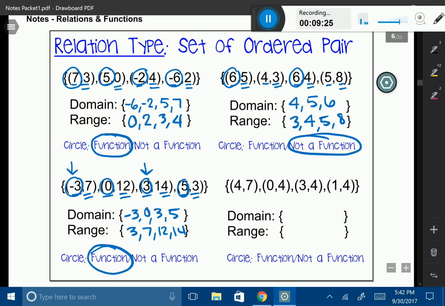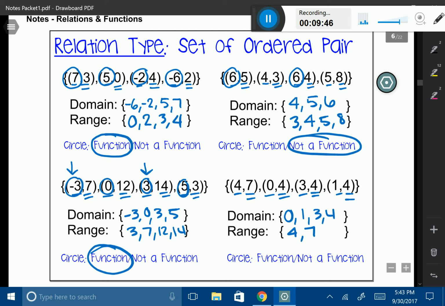Okay, and then my last one here, my x values are 4, 0, 3, and 1. So I'm going to put those in order, 0, 1, 3, 4. And then I've got my y values, 7, 4, 4, 4. Since the y values repeat, I don't need to write 4 three times. I can just say 4 and 7.